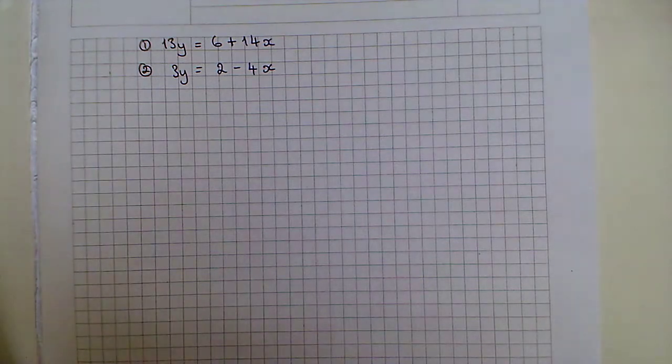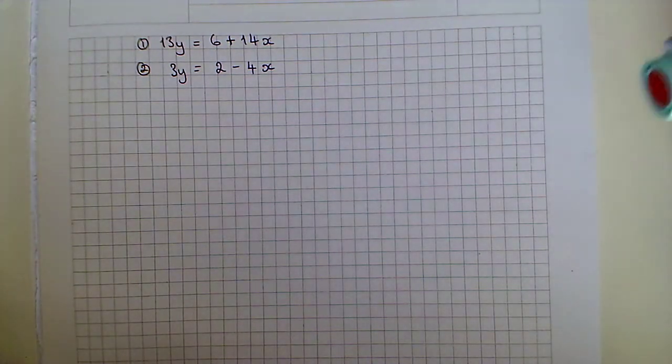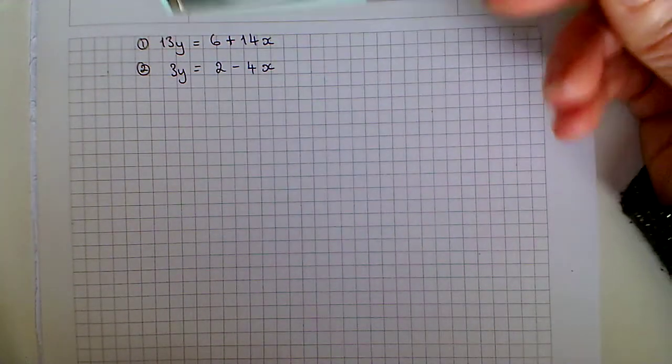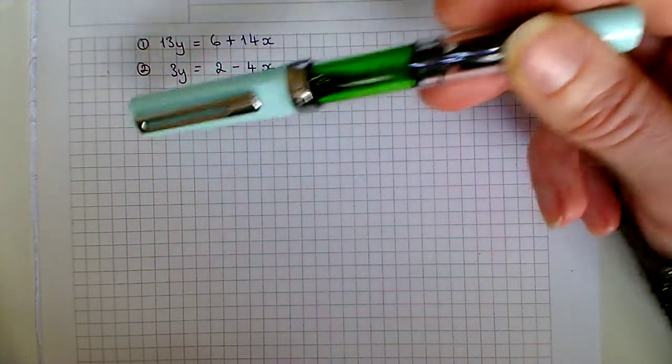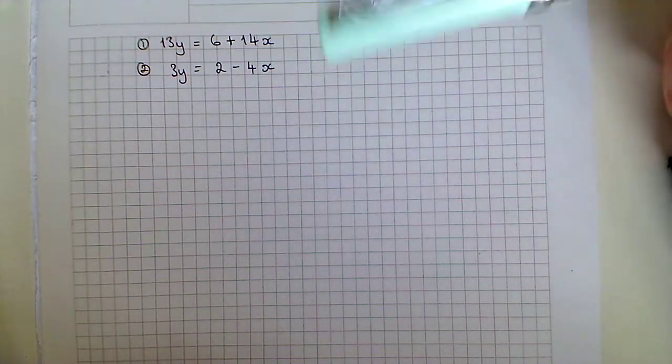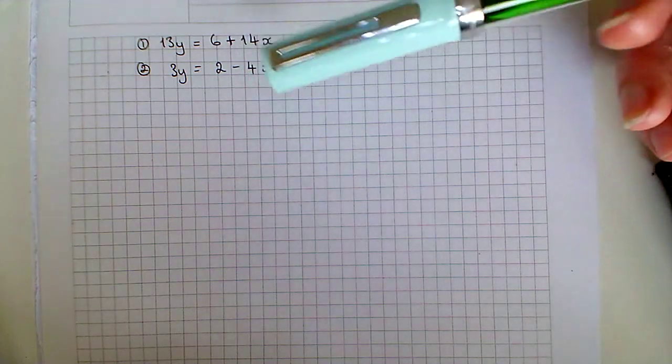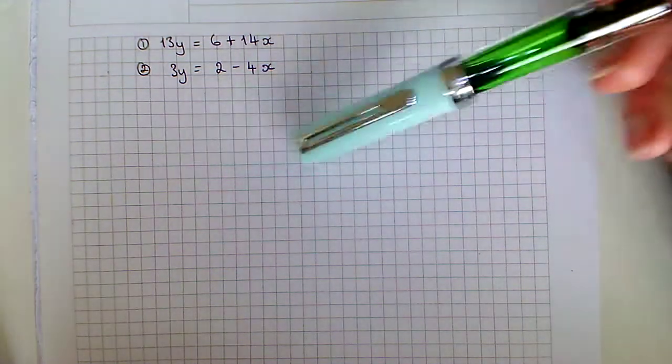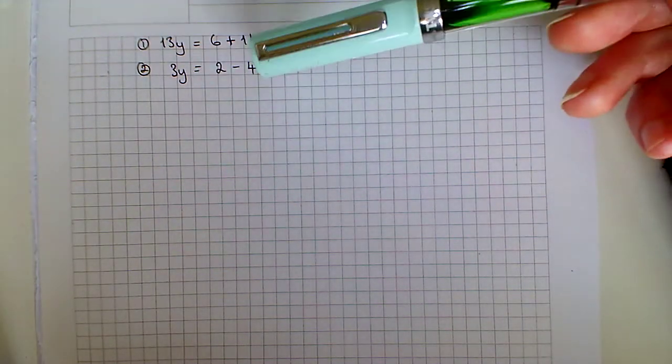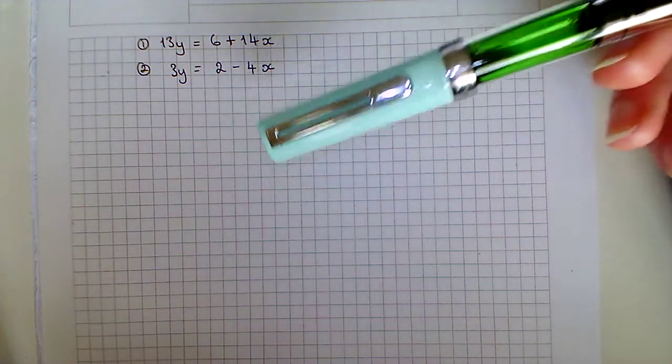But basically, the trick to simultaneous equations is you can add them. You can add the like terms. So I can add the 13y and the 3y, I'd get 16y. I can add the 6 and the 2. And I can add the 14 and the minus 4. But that won't do me any good if I do that, because I'll still just end up with a third equation with x and y in it.